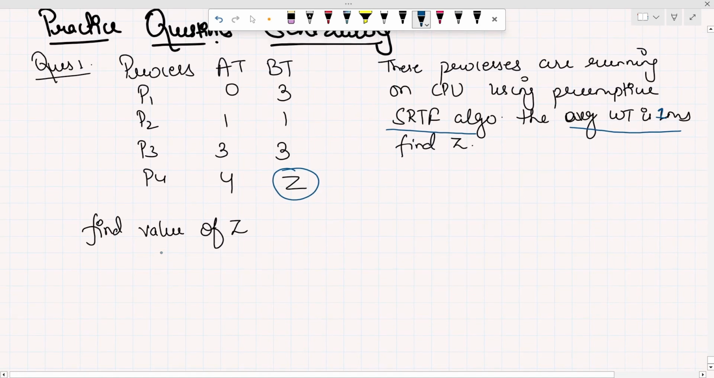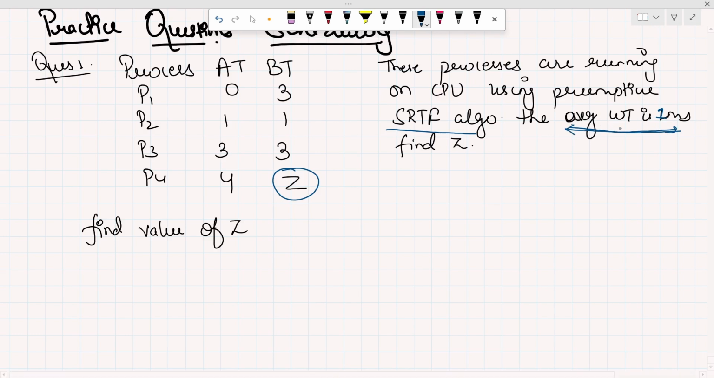To solve this kind of question, first of all we need to understand what the things given are and what the main thing we are looking for is. In every question the process, arrival time and burst time are given. What is the key point? The key point is the average waiting time. Why is this given in the question? So we have to analyze this.